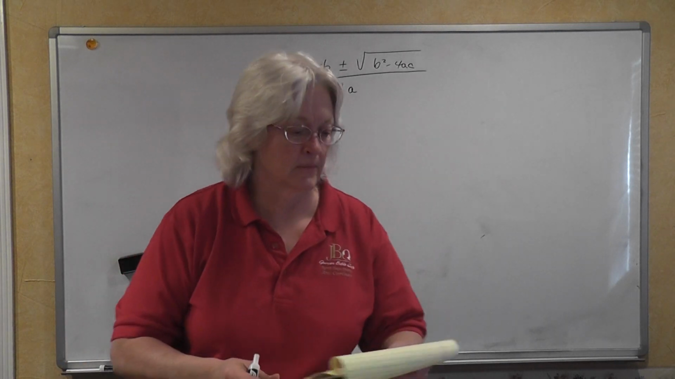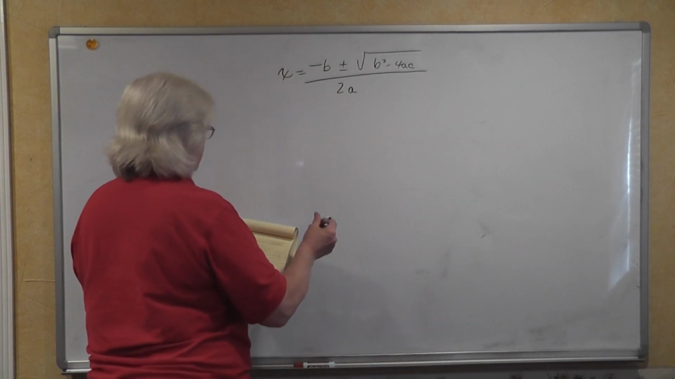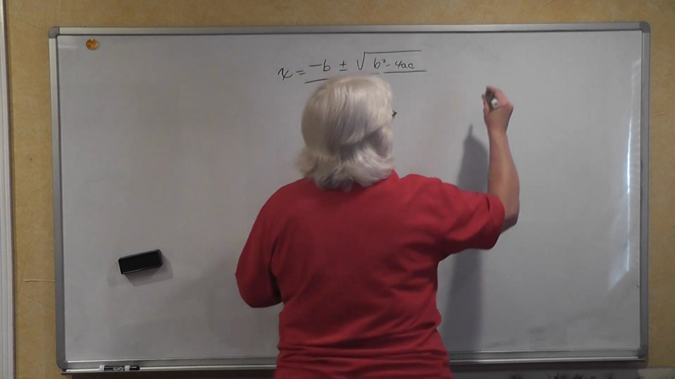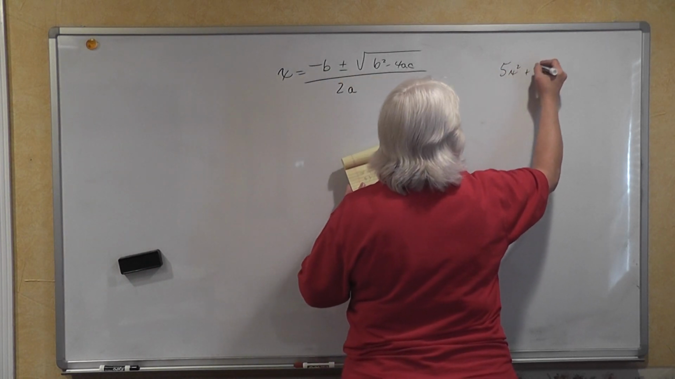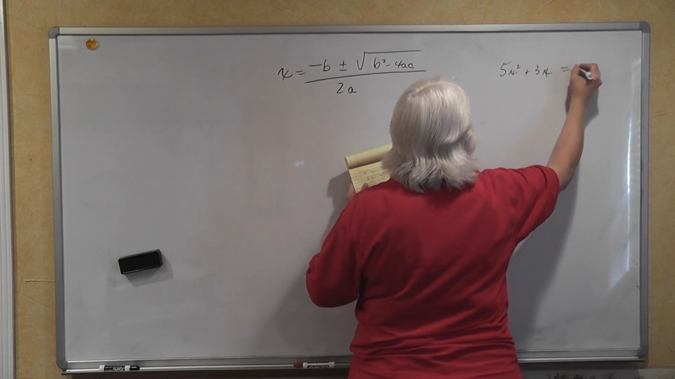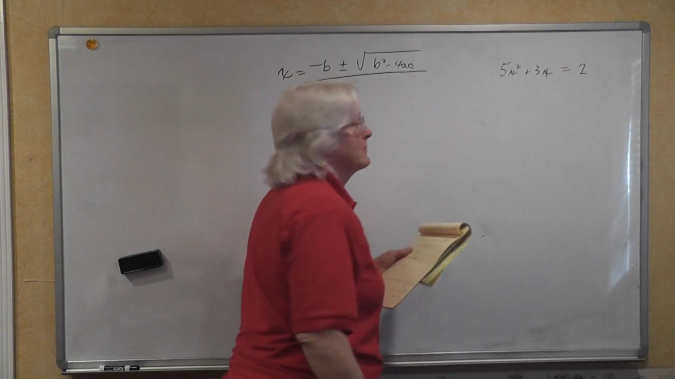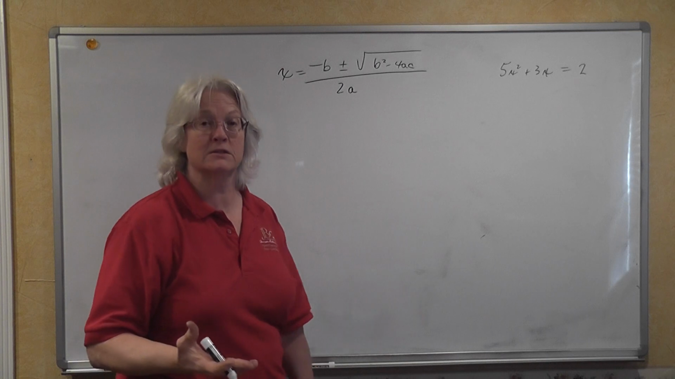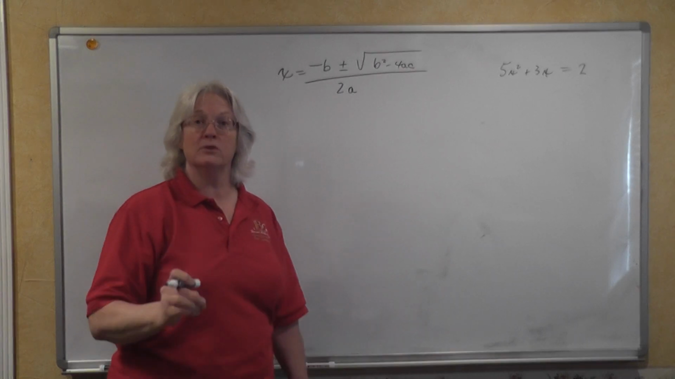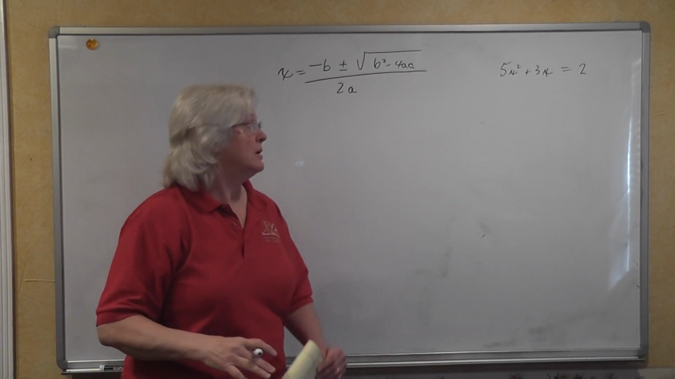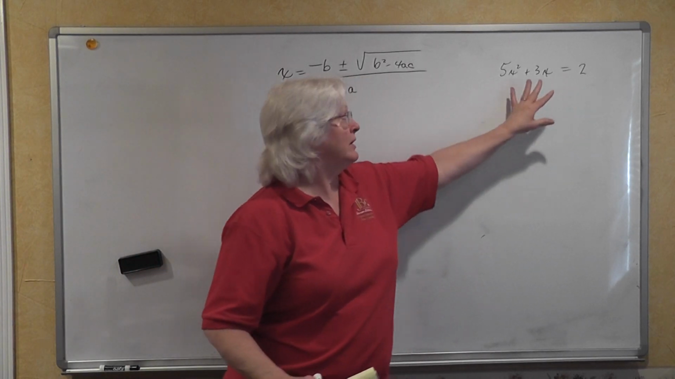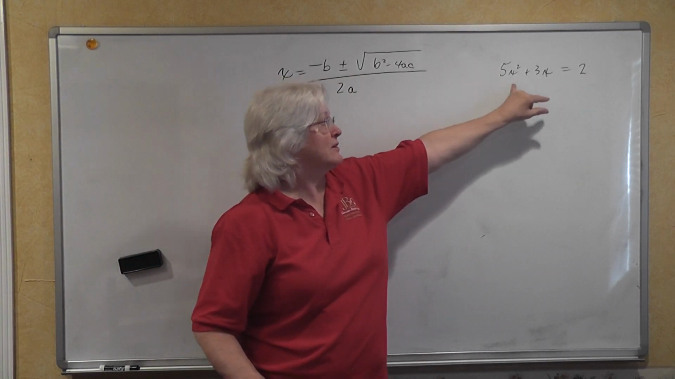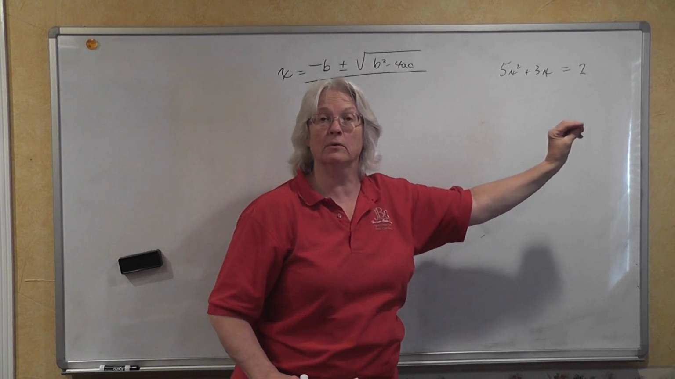Okay. Example 3. And we have 5x squared plus 3x is equal to 2. We want to solve this equation by using the quadratic formula as well. What we've done before has been set equal to 0. Here we have 5x squared plus 3x is equal to 2.